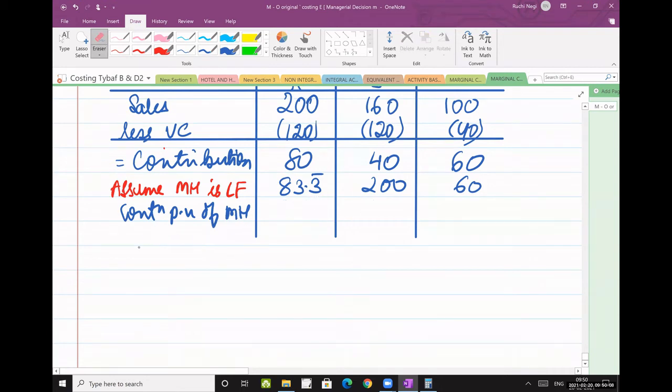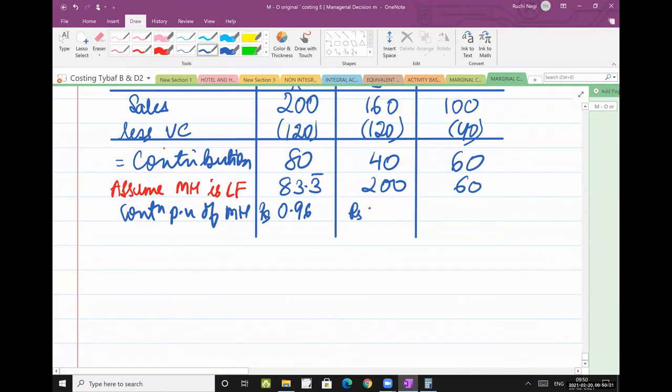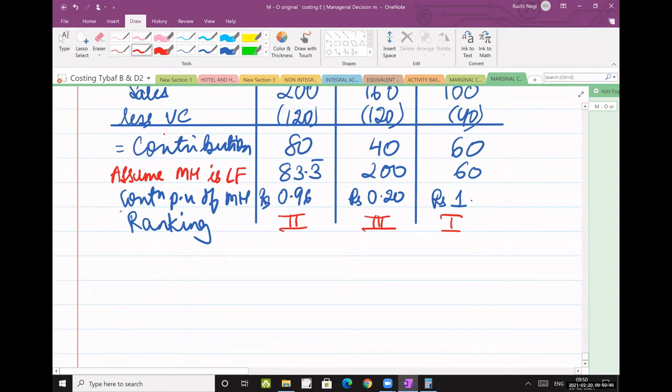So 0.96. Next, 40 divided by 200, 0.2, and 60 divided by 60 will give me 1. Okay, so now when I have to give rank, obviously this will be first rank, this will be second rank, and this will be third rank. Is the ranking clear to everyone? Okay.